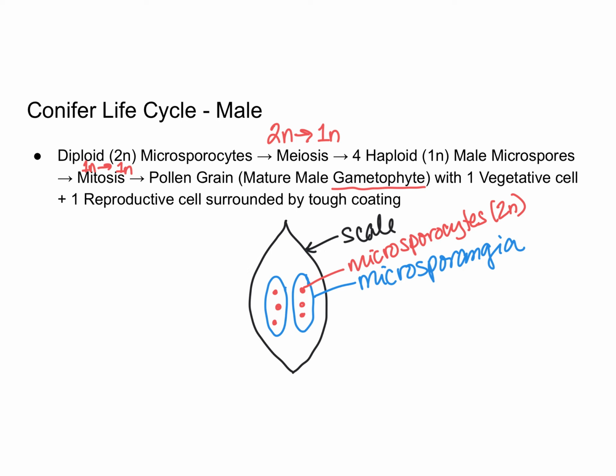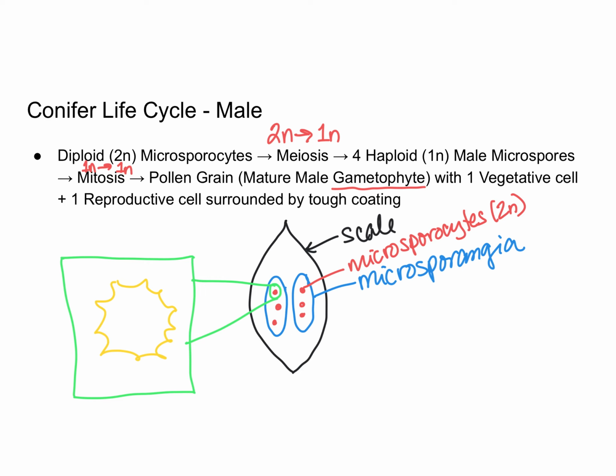So let's take a closer look at one of these microsporocytes. We're going to zoom in here and jump ahead and take a look at a single pollen grain. So a pollen grain has a tough coating around it, and this is known as the pollen coat. And this protects the cells inside. Inside this pollen grain, there are 2 cells. And each cell has a haploid nucleus in it.